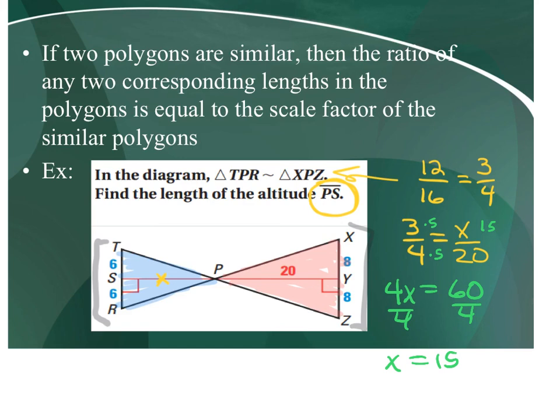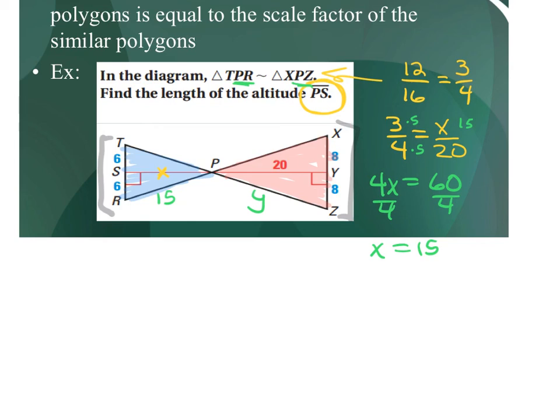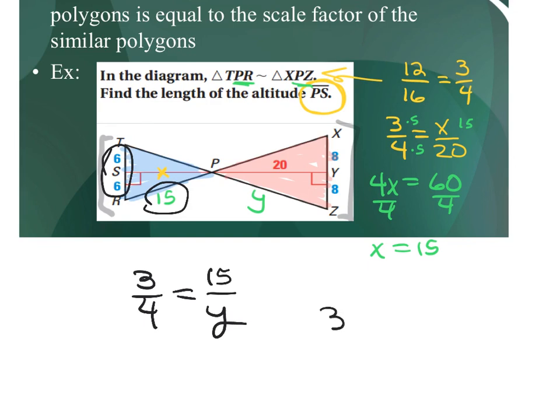Now, let's say they wanted another missing side. So let's say they gave me the length of PR, which are these last 2 letters. Let's say I told you this was a 15, and I wanted you to find PZ. So then what you could do here, again, take your same scale factor, and put 15 over Y, because the 15 is coming from the smaller triangle. That's why it goes in the top. And then 3Y equals 60, divide by 3, and Y would equal 20.